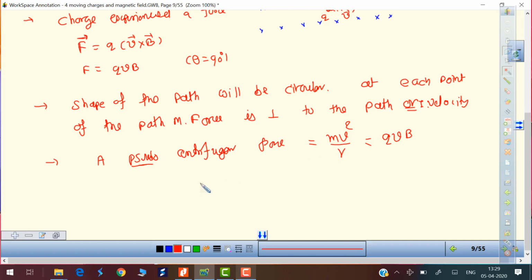So what is my radius? So radius is equal to mv upon qB. So the radius of the path is equal to mv upon qB.